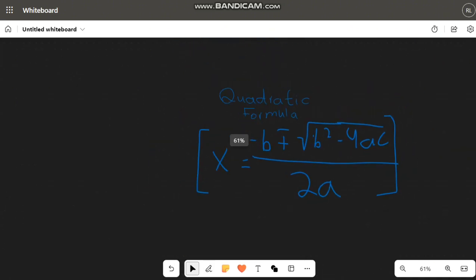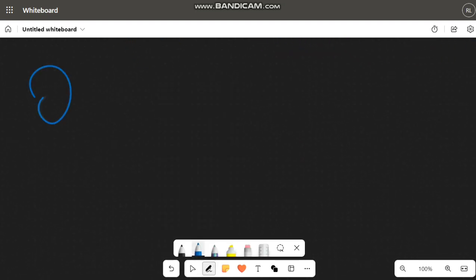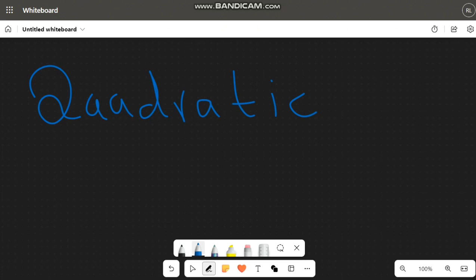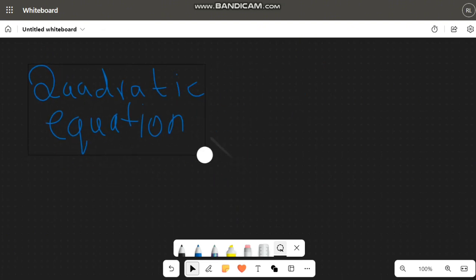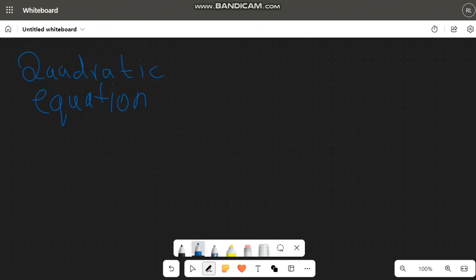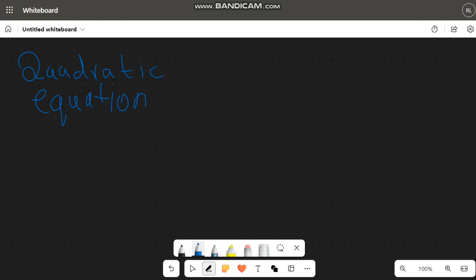Why would we need a quadratic formula? The quadratic formula is only used in quadratic equations. What is a quadratic equation? Quadratic equations are equations with multiple x's. Like, let's say, 2x squared plus 1x plus, let's say, 2.